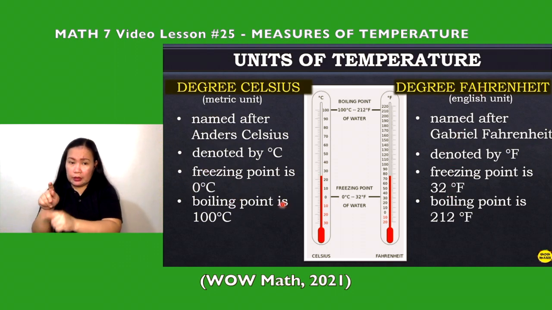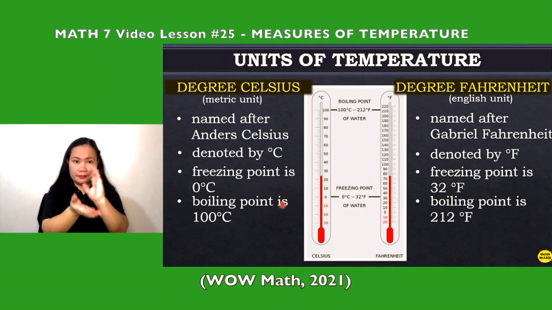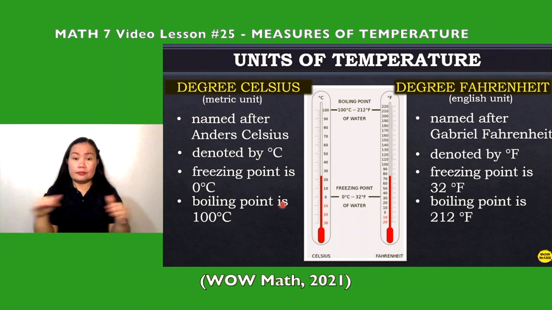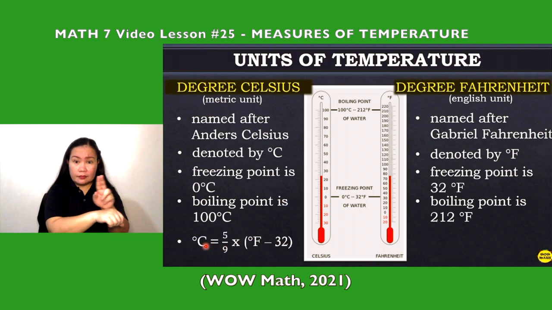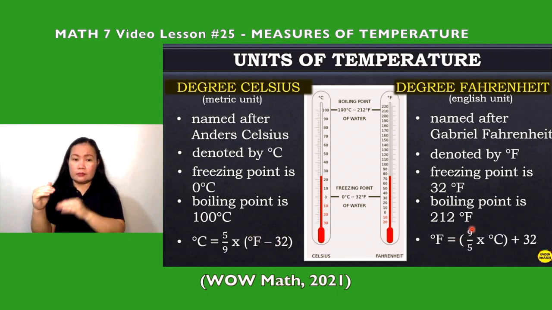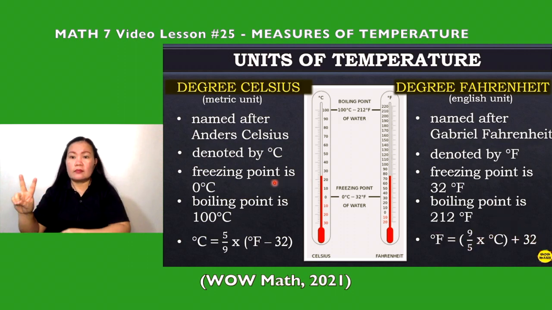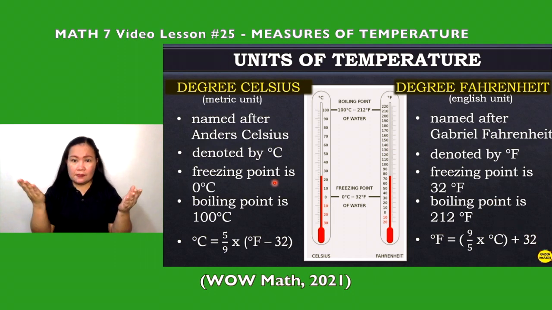And of course, for us to convert a degree Fahrenheit into degree Celsius, para ma-convert natin yung equivalent na Celsius ng degree Fahrenheit, we're gonna use this formula. Degree Celsius is equivalent to 5/9 times the quantity of the degree Fahrenheit minus 32. While for us to get the degree Fahrenheit, we need to use 9/5 times degree Celsius plus 32. Okay, so this is the difference between the degree Celsius and the degree Fahrenheit.